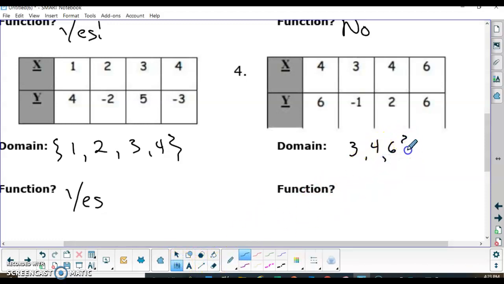3, 4, 6. Okay, 6 repeats, but it has 2 different outputs, so no, this is not a function. No, not a function. All right.